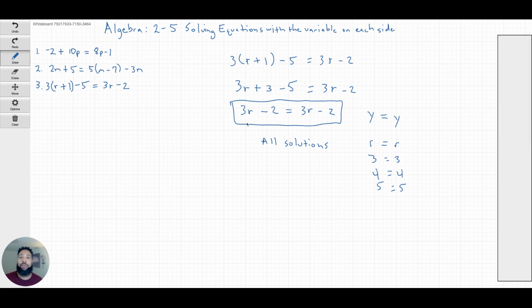So I've shown you a problem where you solve for a variable when there's at least two variables on both sides, and you get it down to one. I've shown you a problem where there's no solution, and I've shown you a problem where there's all solutions.